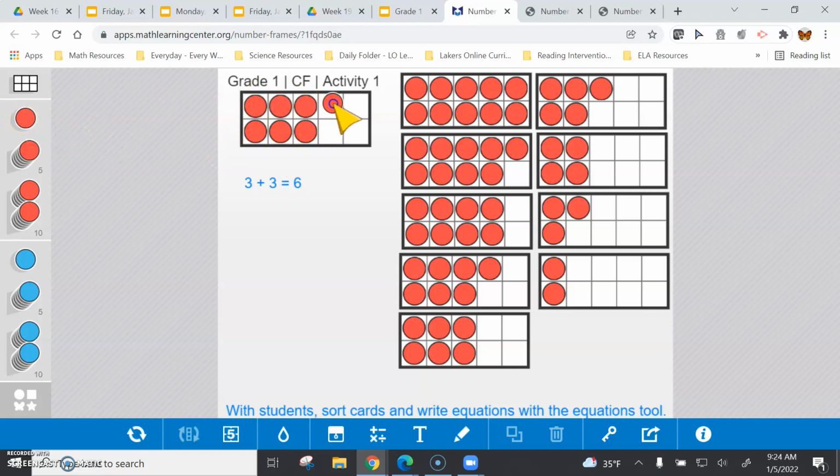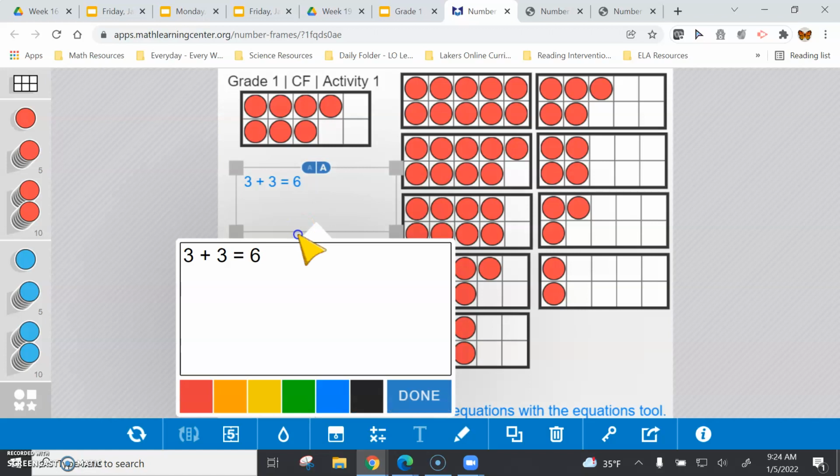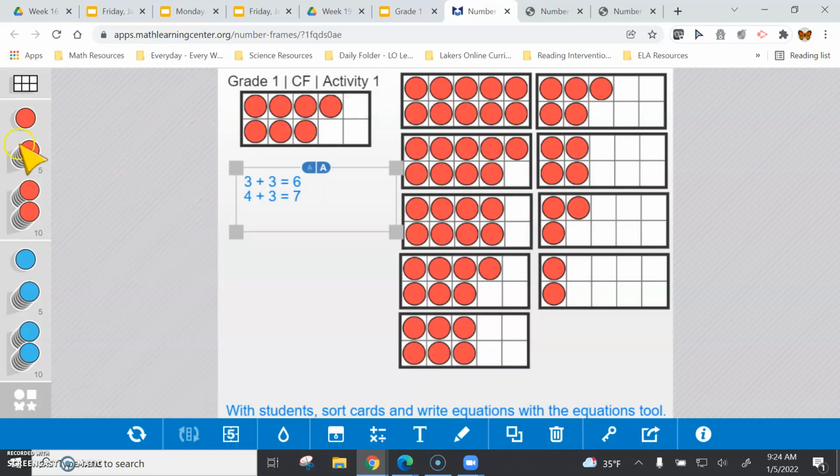What if I added 1 more to this? Now, instead of 3 plus 3, it is 4 plus 3. I've just added 1 more. What is that new answer? It's a doubles plus 1. And that answer is 7. Very good, all stars. Let's do one more.